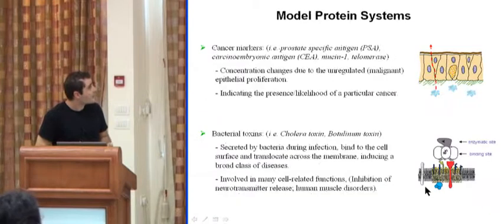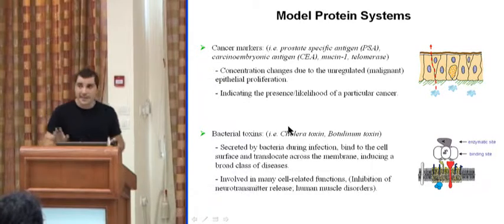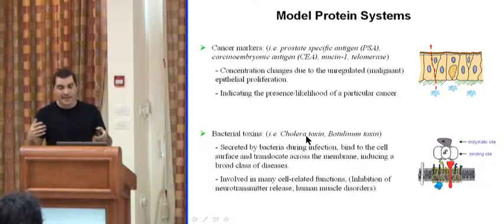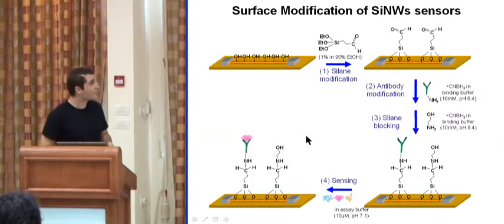So the two models that I will show: the first is the sensing of cancer markers by using silicon nanowire detectors, and the other will be bacterial toxins, which are also proteins, but the chemistry that I had to do in order to sense those proteins is a little different. So it will exemplify that we can make many types of different chemistries and many types of different monolayers on those devices, and how to do that.